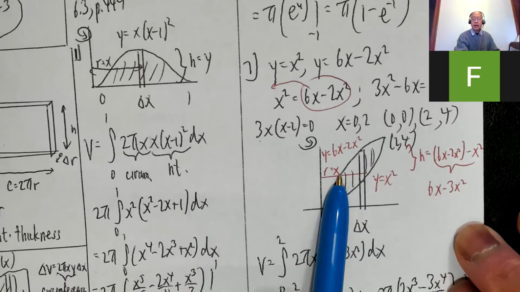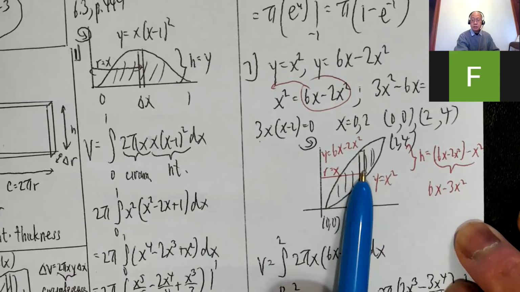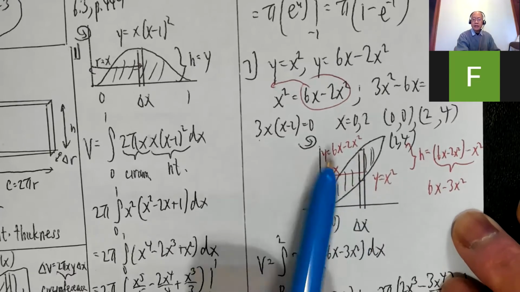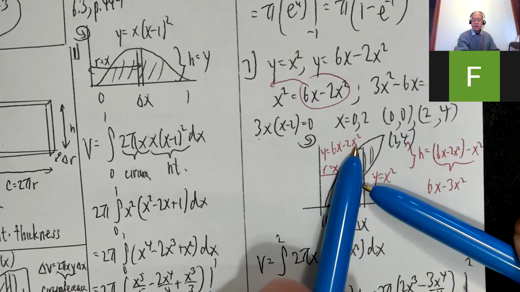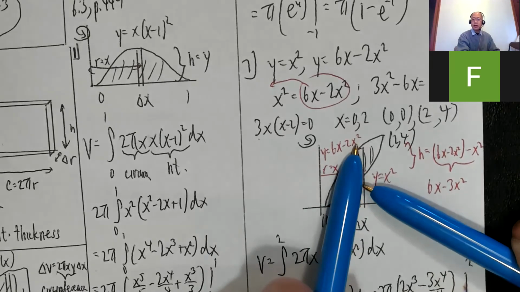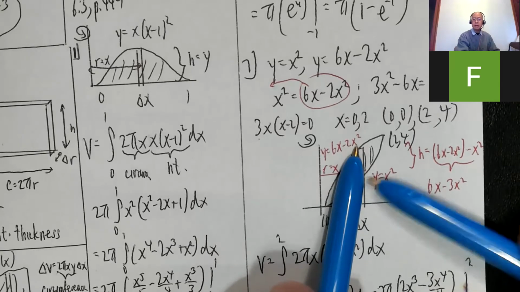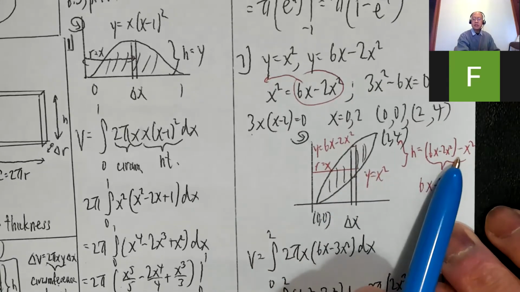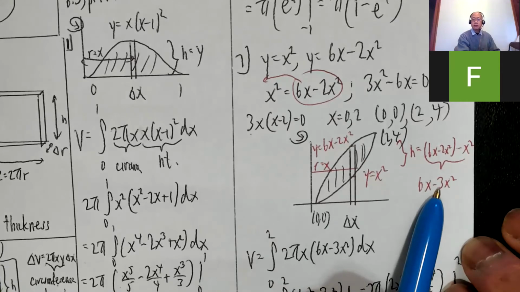Right, so circumference times height times thickness. The thickness is delta x. From this particular slice, this is the radius, it's still going to be x. What's my height? Well, I'm not going from here all the way down to the x-axis. I'm going from here to here. So it's this height minus this height, or you could even say y2 minus y1, or bigger height minus smaller height, upper minus lower. So the height is 6x minus 2x squared minus x squared, upper minus lower, or 6x minus 3x squared. So that's what I have.